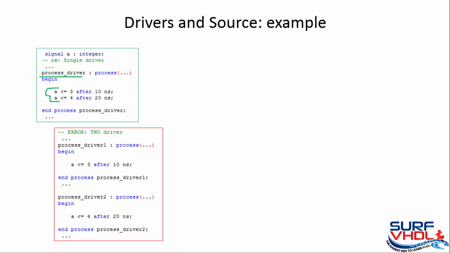In this example, the assignment on signal A seems to be the same as the previous one, but two different processes execute the task. This is an example of multiple drivers. As we stated, the process is a driver for a signal. This code is illegal since the signal A is not a resolved type.